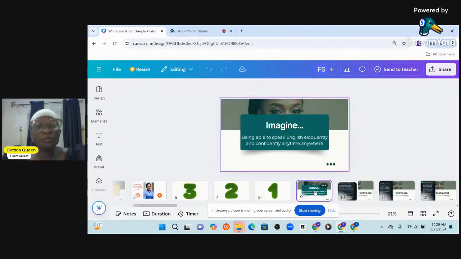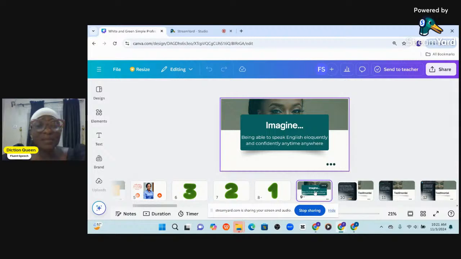So I want you to imagine you being able to speak English eloquently and confidently anytime, anywhere. What does eloquently mean? It simply means being able to speak English the way English should be spoken. And confidently means you have the tool, you know how to do that, and you're not shy of doing it anywhere, anytime, to anyone.